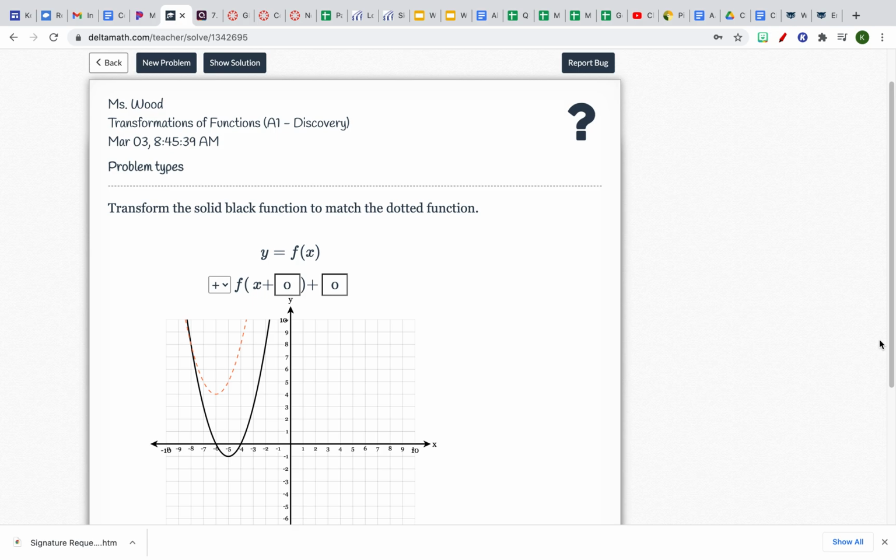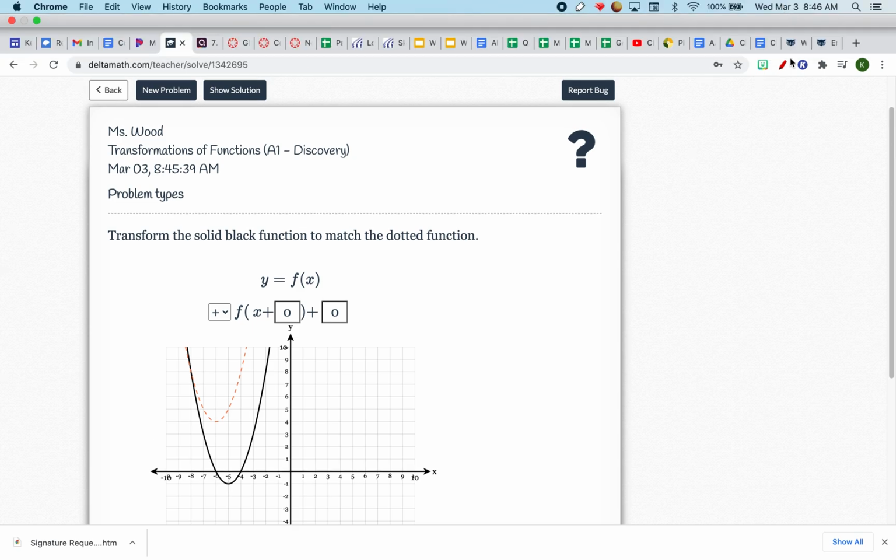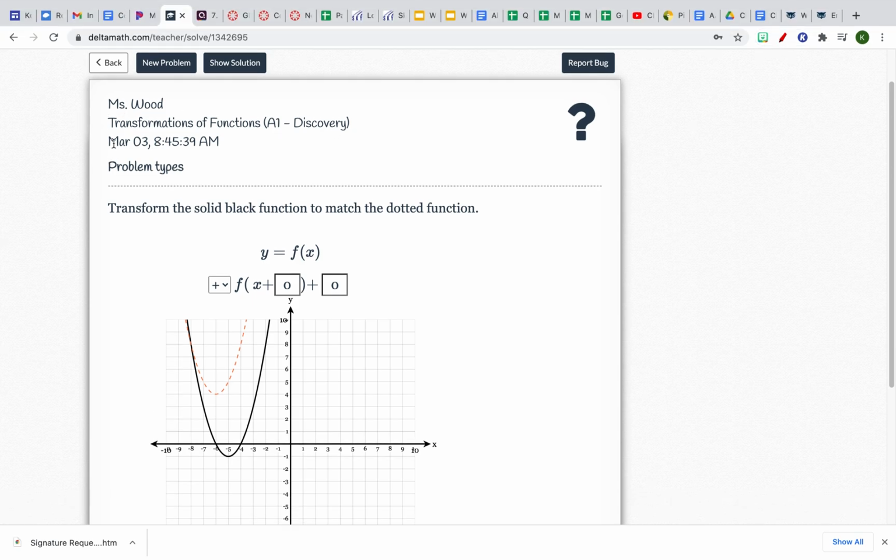Trying to ensure that everyone knows how to complete each of the skills in the transformation of parent functions activity. So this is a video going through each one of the skills. This one is the first one, transformations of functions, A1 discovery. What you can see is it says transform the solid black function to match the dotted function.